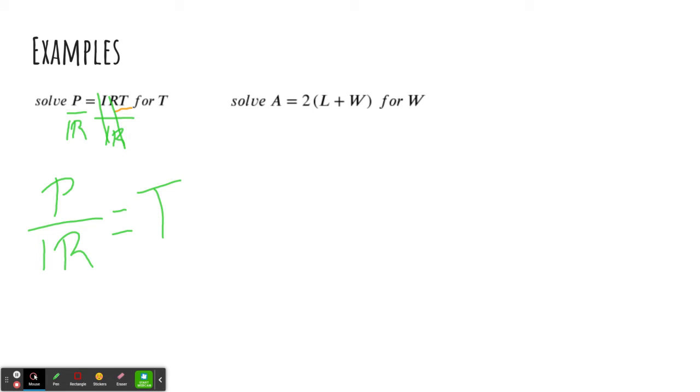This next one, we're solving A equals 2 parentheses L plus W for W. So I want to get W by itself. First thing we're going to want to do is clean this up. So I'm going to distribute the 2 in. That will get us A equals 2L plus 2W.